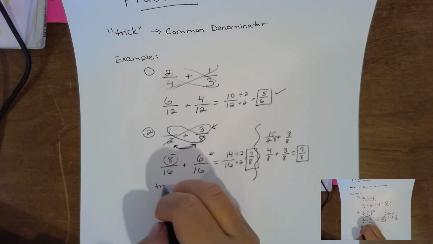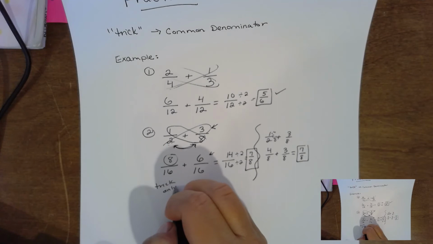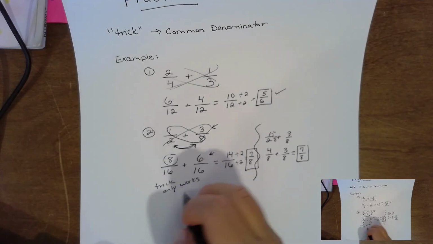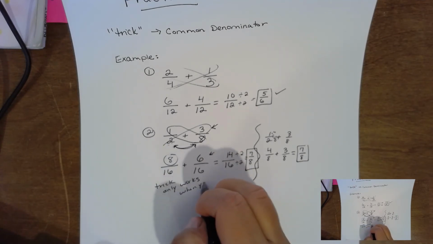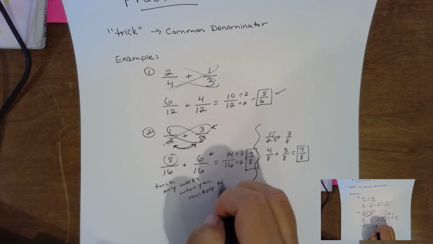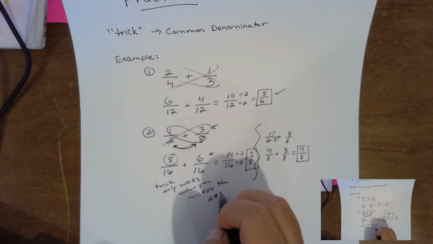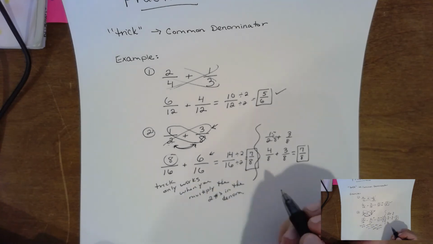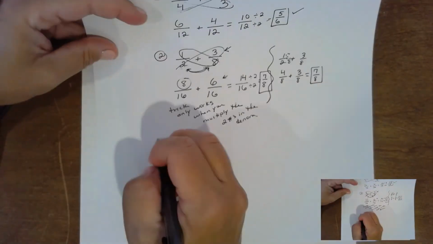But again, the trick only works when you multiply the two numbers in the denominator. I just want to make sure you guys understand that, okay? Let's do one more.